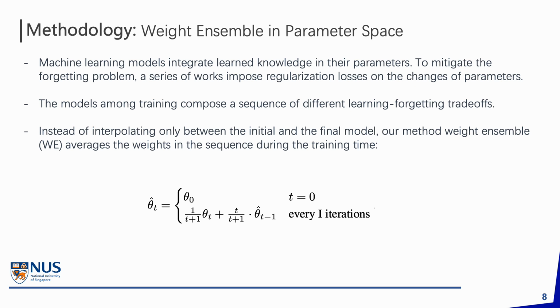On the other hand, machine learning models integrate learned knowledge in their parameters. To mitigate the forgetting problem, a series of works impose regularization losses on the changes of parameters. The models during training compose a sequence of different learning-forgetting trade-offs. Instead of interpolating only between the initial and the final model, which is proposed in the WiSE-FT paper, our weight ensemble method averages the weights in the sequence during training time to obtain a better trade-off.